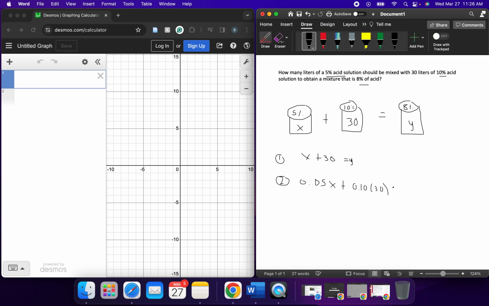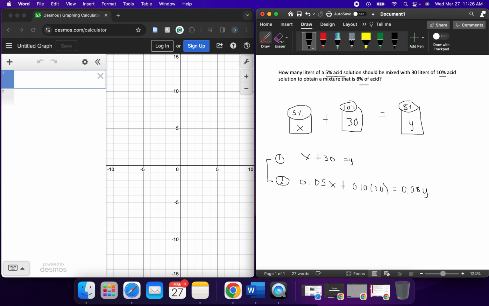And then that's going to equal 0.08 times y. So we're going to multiply that by y. So you can see we're just multiplying straight down. 0.05 times x plus 0.10 times 30 equals 0.08 times y. So those are our two equations.